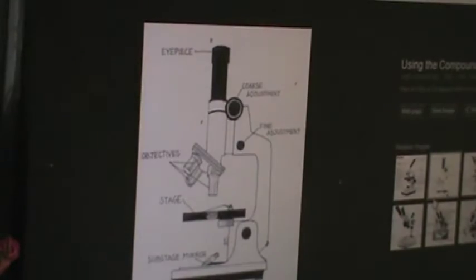Any other? Oh, the objectives. The objectives. Oh man, and then the mirror, substage mirror. Mirror is plus one. This is crazy. An objective. It's an objective lens. Objective. Let's look at that. Objective is plus one for Father.